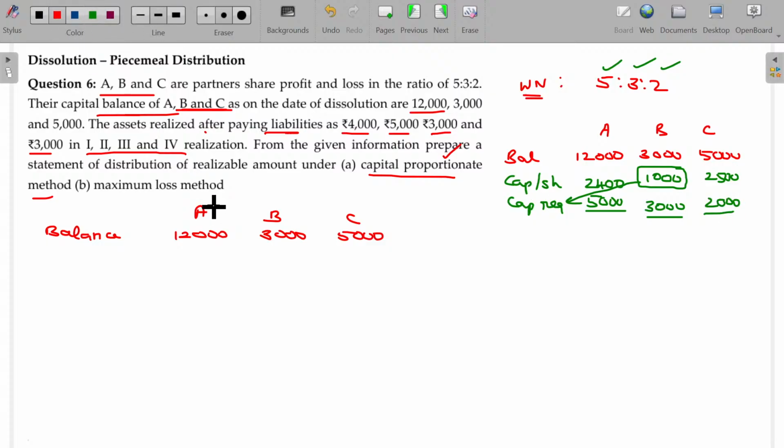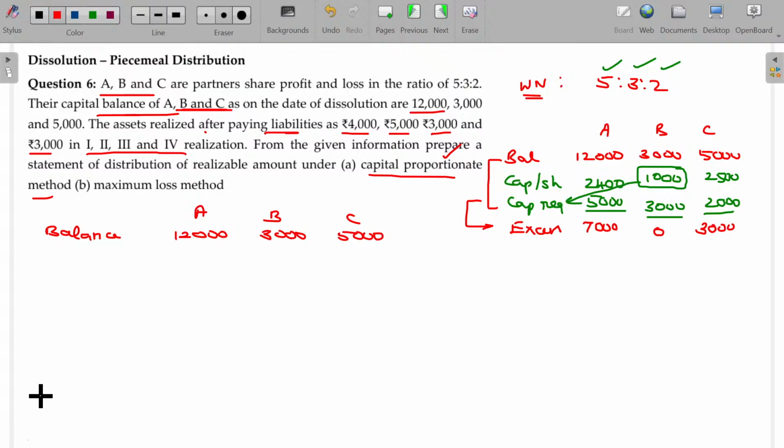Now, from the balance, the capital requirement as per B's capital base being only 5,000, what is the excess capital we have in the account of A? 7,000. A has invested 12,000 rupees, but is required to maintain only 5,000 rupees. 7,000 excess for A. What about B? He has no excess. What about C? 5,000 minus 2,000, 3,000 excess is there.